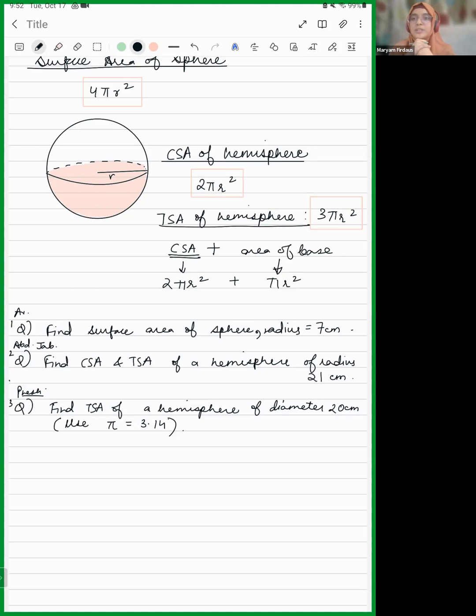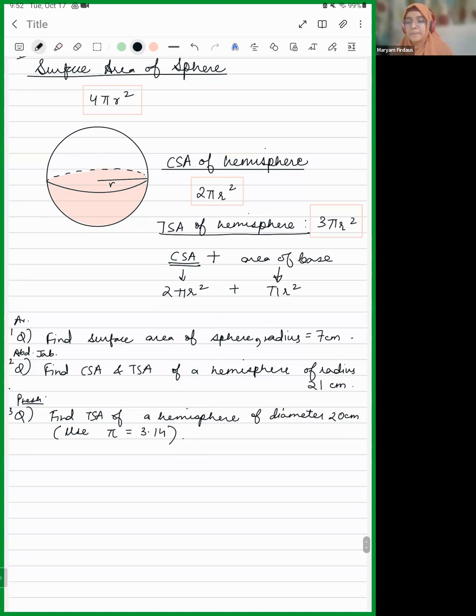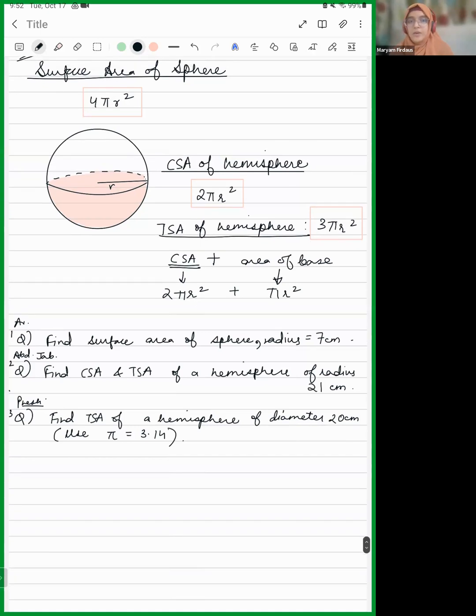Avni, how did you do it? Ma'am, the first one I took CSA, 2 pi r square. But what are we asking in the question? Read the question. Find the surface area of sphere and radius is 7 centimeter. Of sphere. Which formula is surface area of sphere? TSA. No, see from the starting of the page. What is the formula for surface area of sphere? 4 pi r square. Did you get it now? Ma'am, I didn't see that.